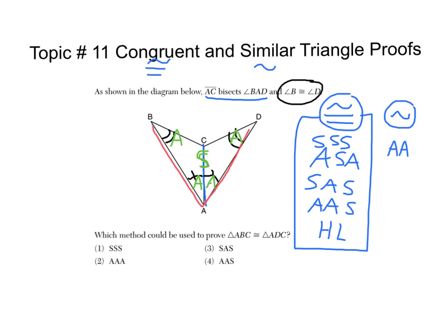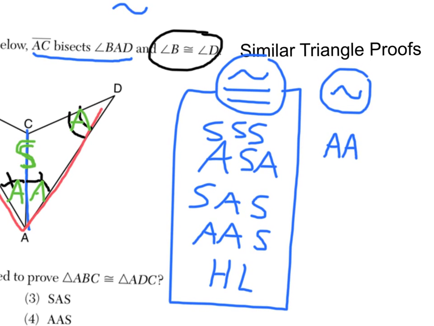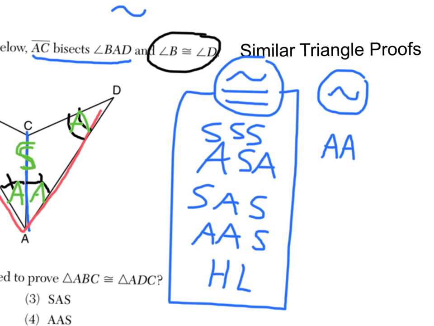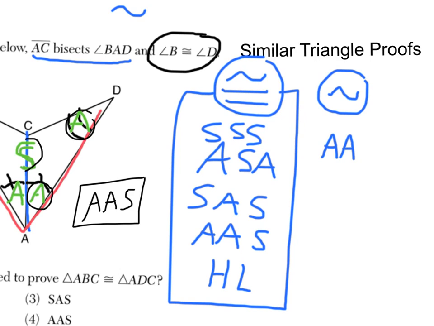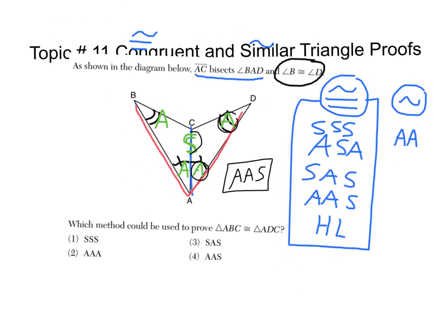So the pattern that I see here, and if you just look at only one of the triangles, it might be easier to actually pick off the pattern. The pattern that I'm seeing is angle, angle, side. The side is not in between the two angles, so that would be an example of angle, angle, side as the method that you would use to prove that the two triangles are congruent.